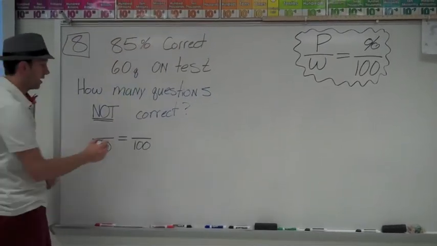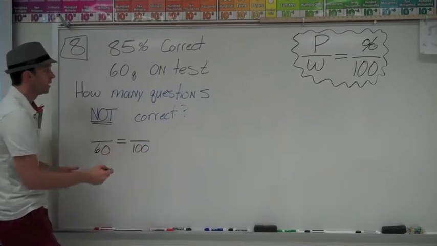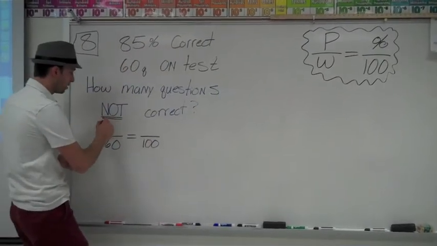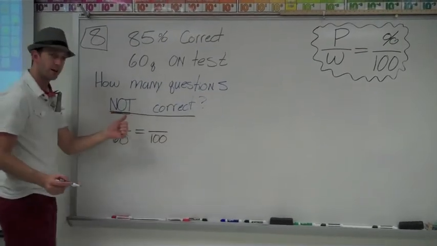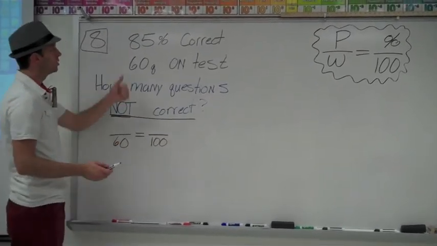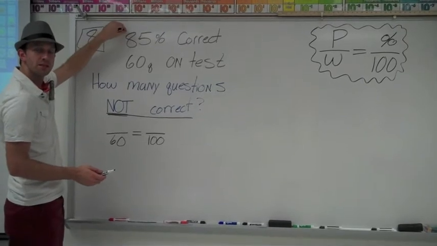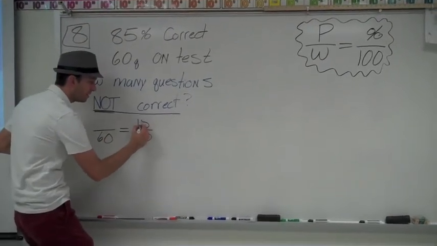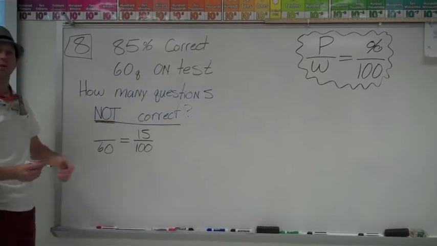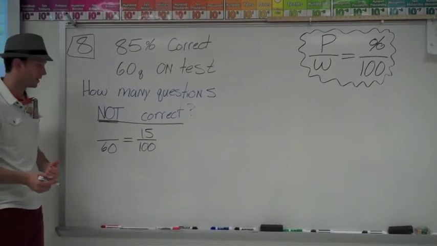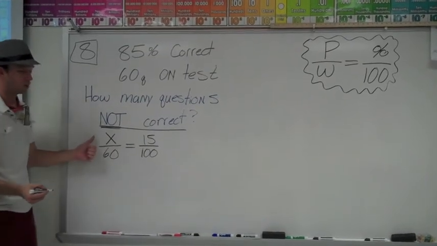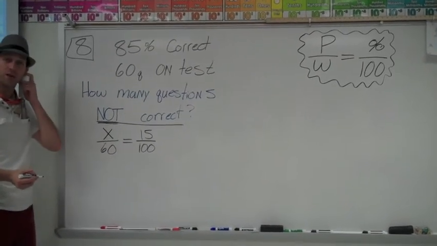But hold on, we can't just put 85 over 100. If 85% were correct, and I want to solve for how many are not correct, I'm going to need to write down the percent that he missed. If he got 85% correct, then 15% of the test was not correct. We're also still looking for how many questions were incorrect. We don't know what that is, so we're going to represent it with an X.